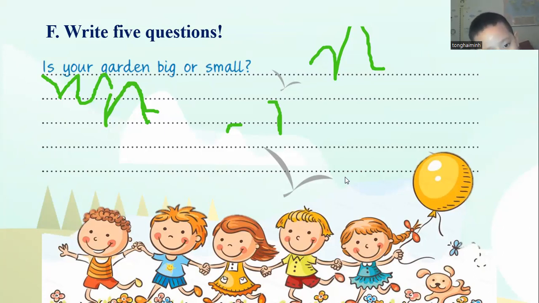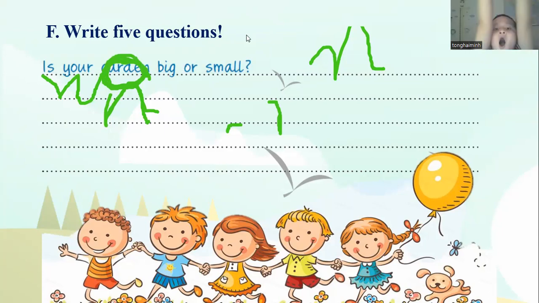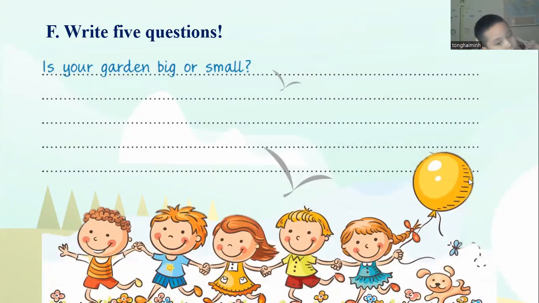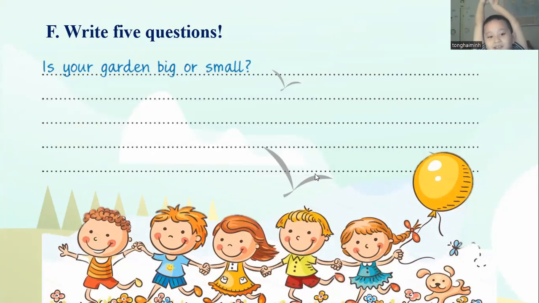Okay, so now I want you to write a question. Okay, so this one is just an example. Is your garden big or small? Okay, so this is just an example, Min. So what would be your other question to me? You write it here. You write a question here. I do not a question. No. You're going to write a question. Because here in part F, this is writing a question.